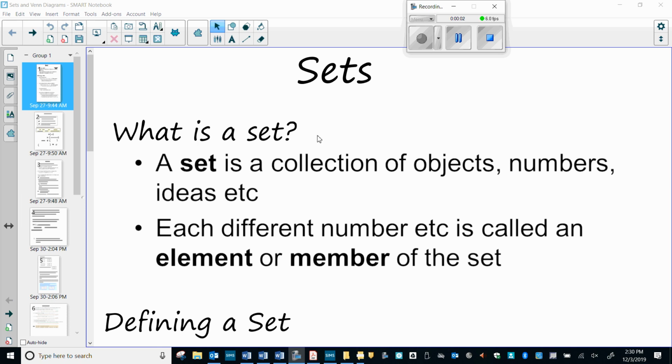Alright, okay, so sets. Are we ready? Sort of. Okay, so you got given these yesterday.